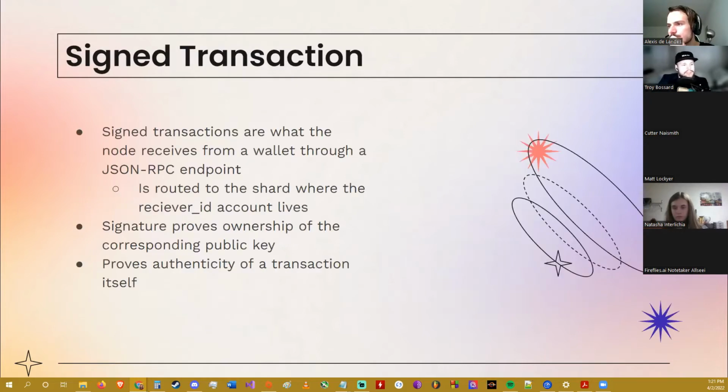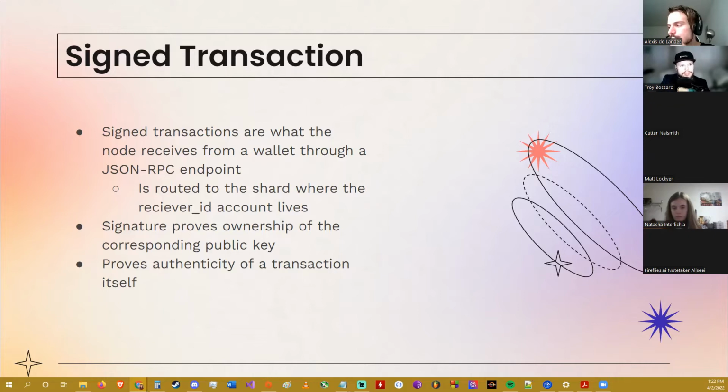Some information about signed transactions. So a signed transaction is what basically a node receives from a wallet through a JSON RPC endpoint. The RPC is what you use whenever you're using something like MetaMask, or in the case of Near, maybe you're using Near Wallet. Whenever you send a transaction, you're doing that through an RPC endpoint. The RPC endpoint then sends a signed transaction, and that's what the node receives through the RPC. And this is routed to the shard where the receiver ID account lives.